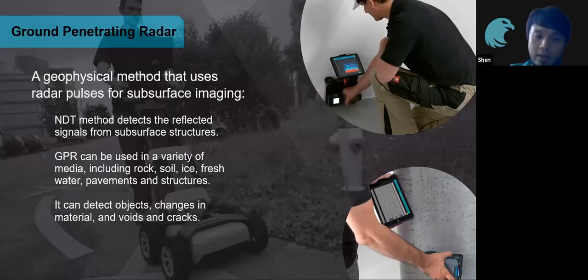So what kind of defects or objects can it detect? It is very, very sensitive to metallic objects. However, it can also detect voids and cracks if they are big enough.